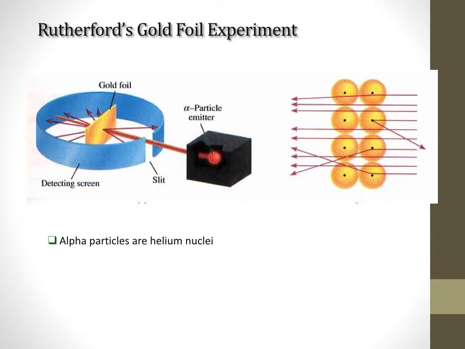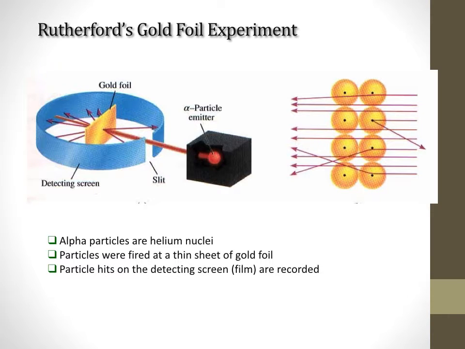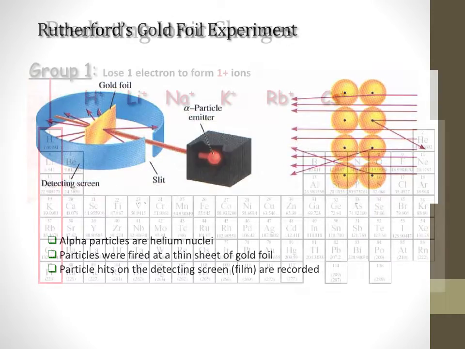So just a little bit more information on that. The alpha particles that he used in this experiment were helium nuclei, and they were fired at a very thin sheet of gold, and he was able to detect what happened to the particles because he had some film around the outside, so he could see where the particles landed.